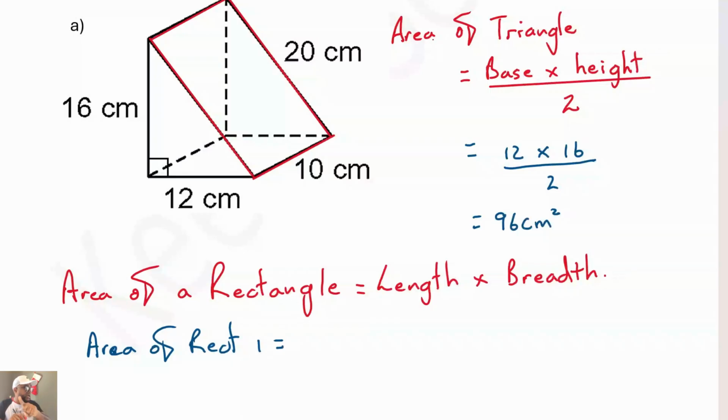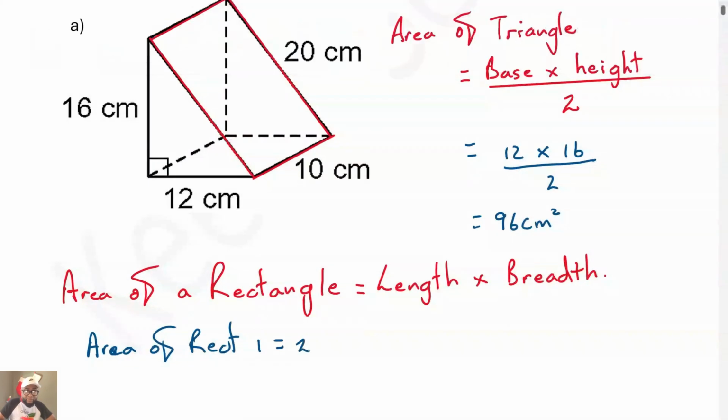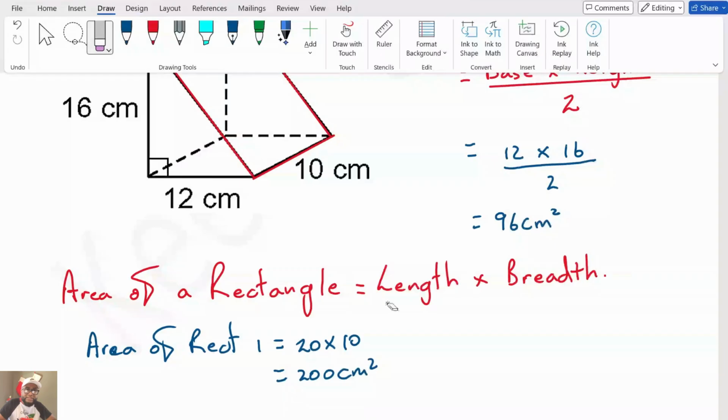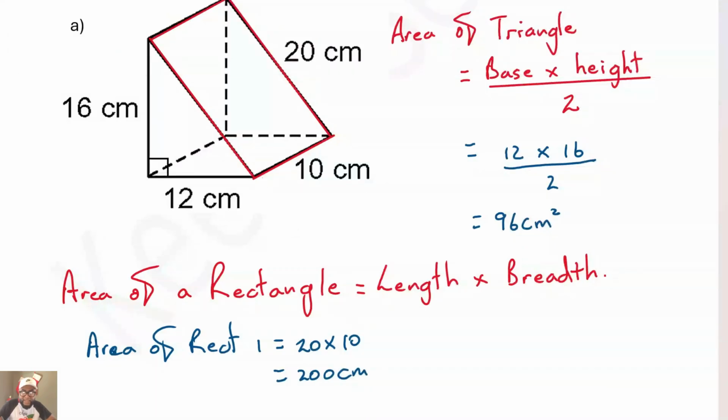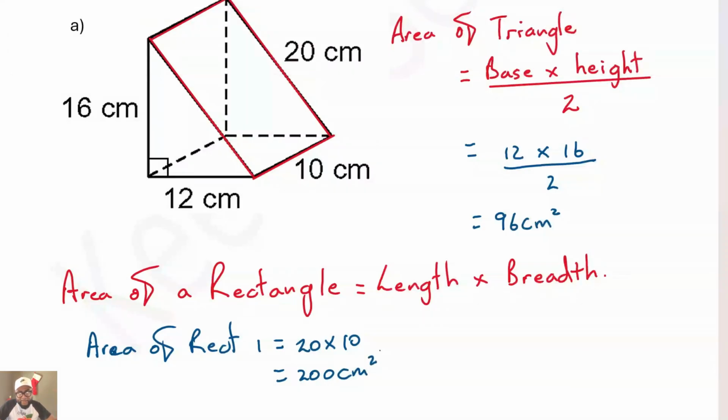So everybody seen rectangle one? We're going to do 20 multiplied by 10, which will give us 200 centimeters squared, right? Who is still not seeing that rectangle there? Raise your hand if you are not seeing that rectangle. Everybody seen the rectangle. All right, good.